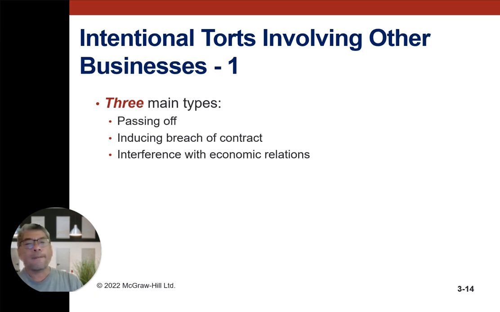Okay? Torts involving other businesses have three main types: passing off, inducing a breach of contract, and interference with economic relations. Okay?